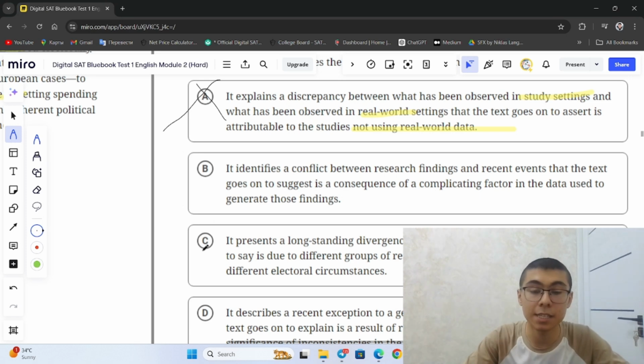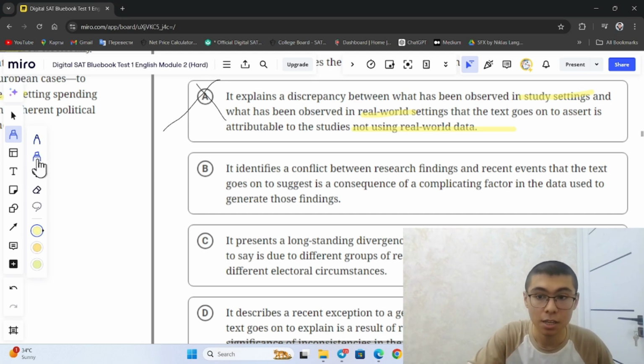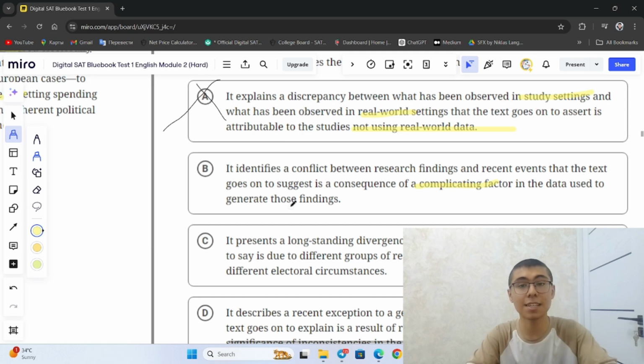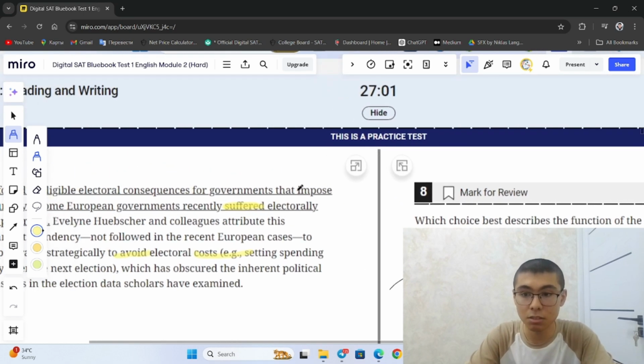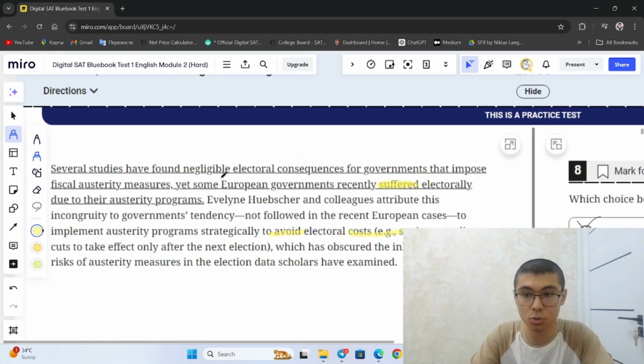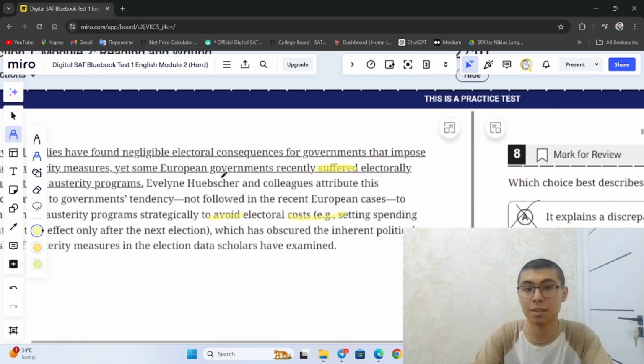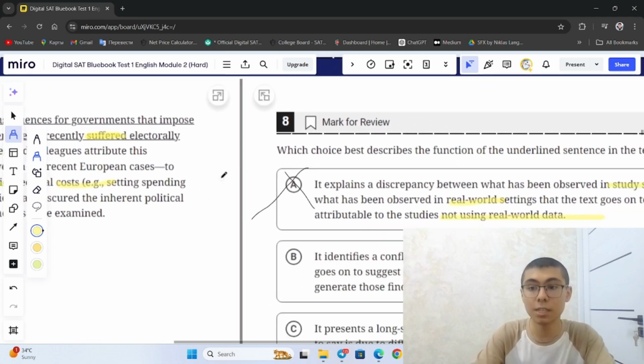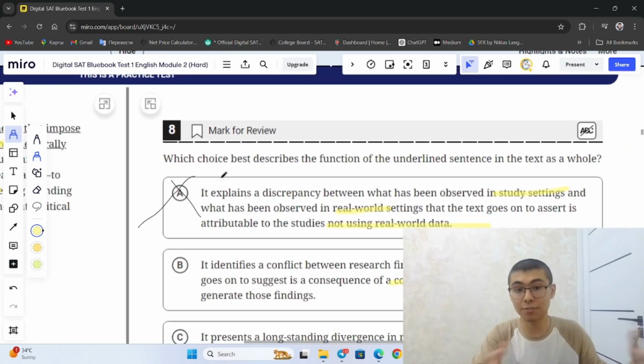So choice B identifies a conflict between research findings and recent events that the text goes on to suggest is a consequence of a complicating factor in the data used to generate those findings. Exactly, because the underlined claim functions to state the conflict between these findings and recent events.